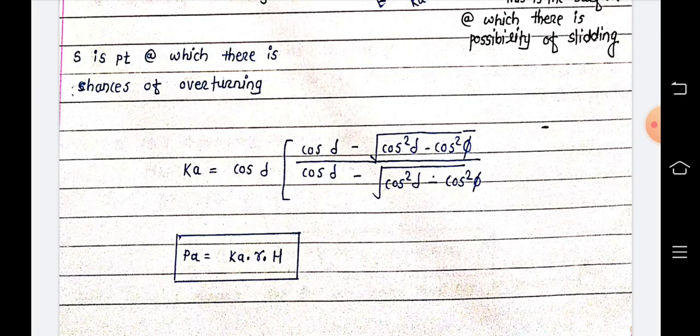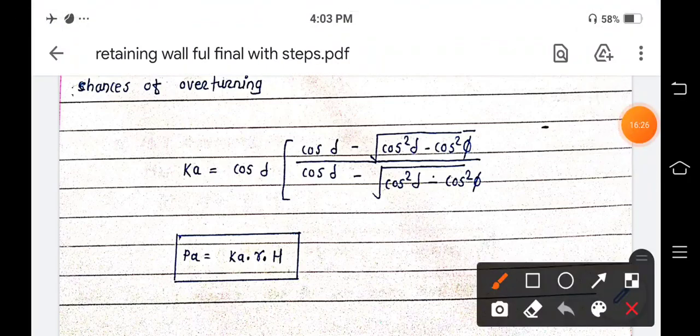That is, the formula will be cos of delta into bracket cos of delta minus under root of cos square delta minus cos square phi upon cos of delta minus under root of cos square delta minus cos square phi.